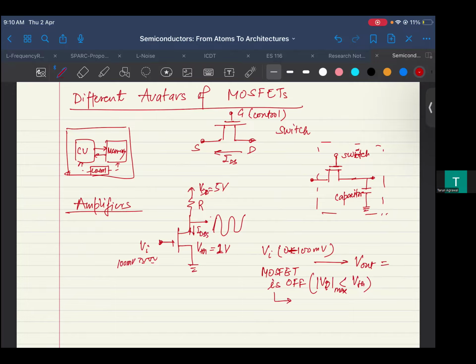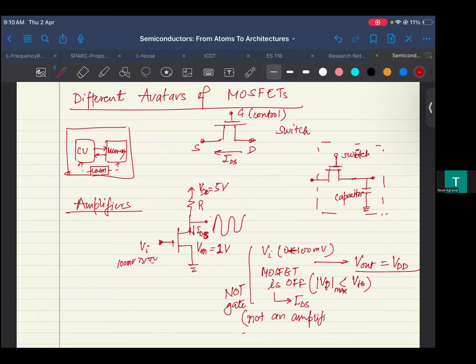So when IDS is zero, there is no current flowing, which means there is no drop across the resistor. If there is no drop across the resistor, then V out is VDD. Oh my God, then it is just giving me a NOT gate kind of functionality: I apply a very small signal, it gives me a high signal. So it's a very nice NOT gate, right? But not an amplifier. It does not work as an amplifier.